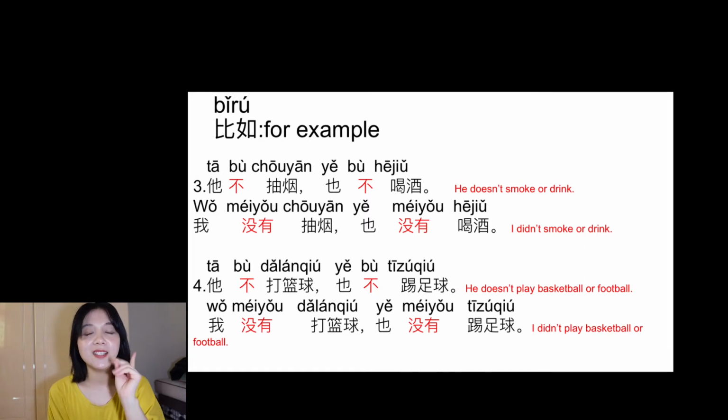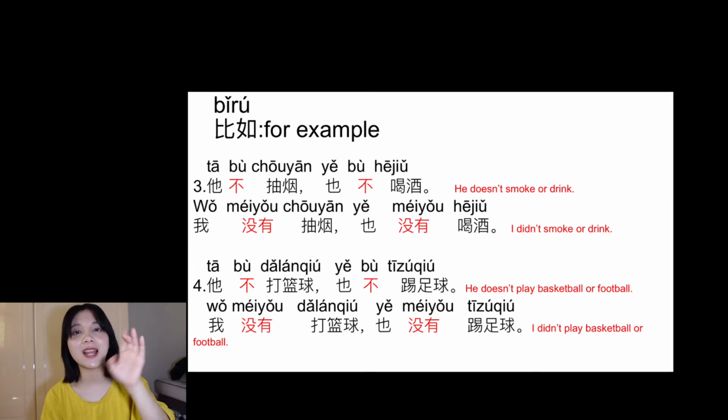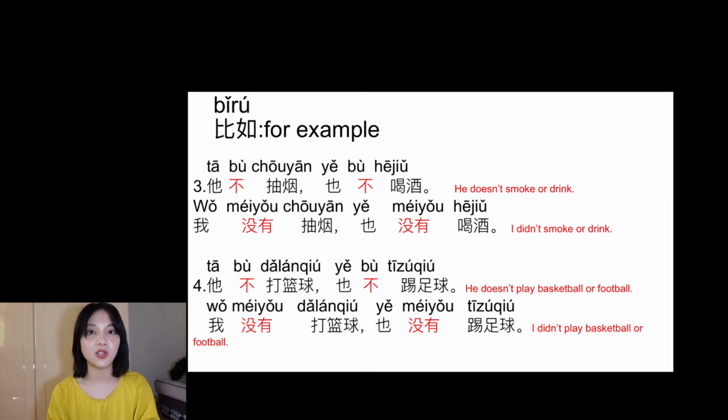Next sentence, 他不打篮球也不踢足球。打篮球 is play basketball and 踢足球 is play football. They can be a hobby for someone, so it can be something that happens frequently. So in here, when we say 他不打篮球也不踢足球, we mean he doesn't play basketball and he doesn't play football.